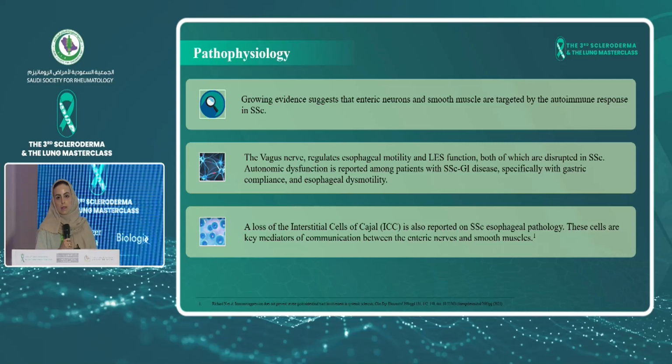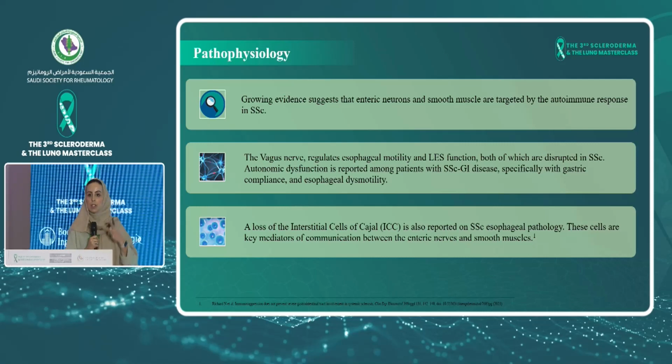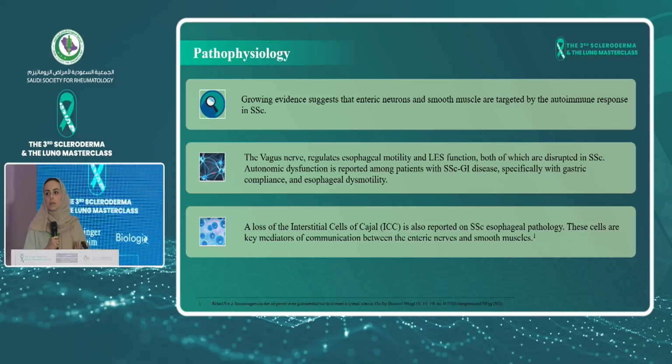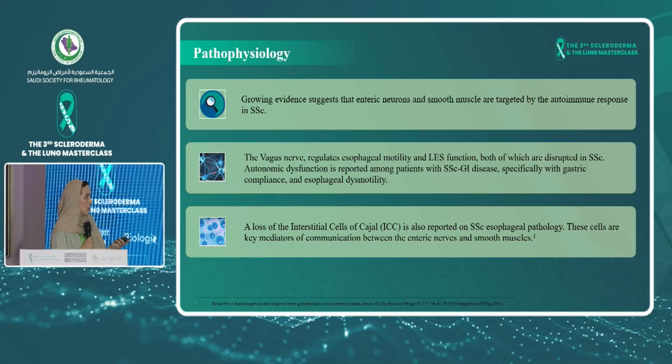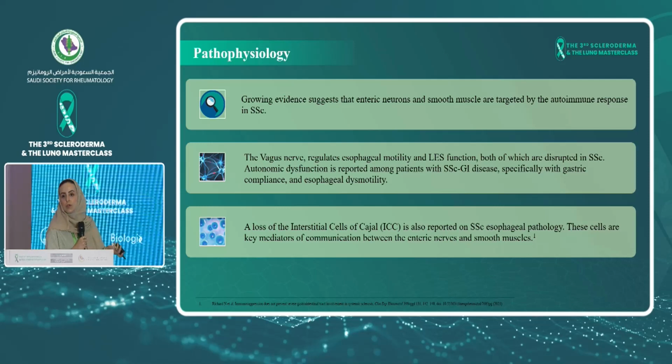the autoimmune response in systemic sclerosis. The major nerve we have is the vagus nerve, which regulates the esophageal motility and lower esophageal sphincter, both of which are disrupted in systemic sclerosis. So autonomic dysfunction, which is a major thing in systemic sclerosis patients, was reported among patients with GI disease, especially with gastric and esophageal dysmotility.